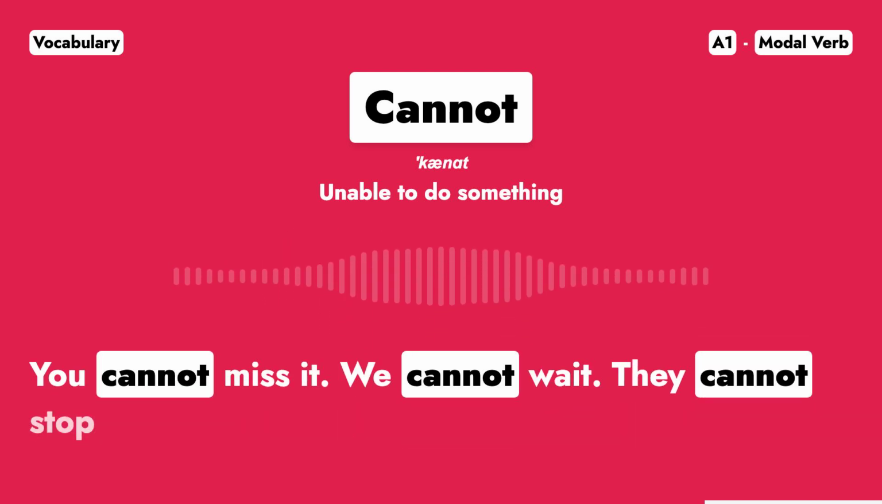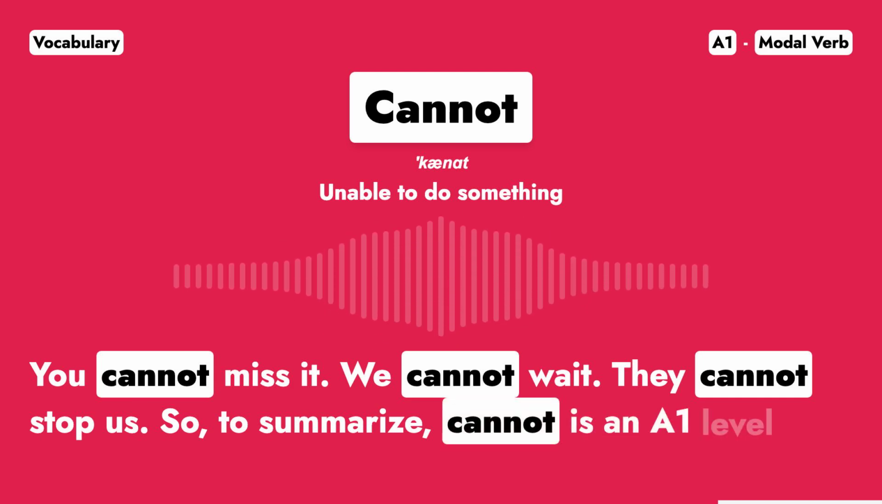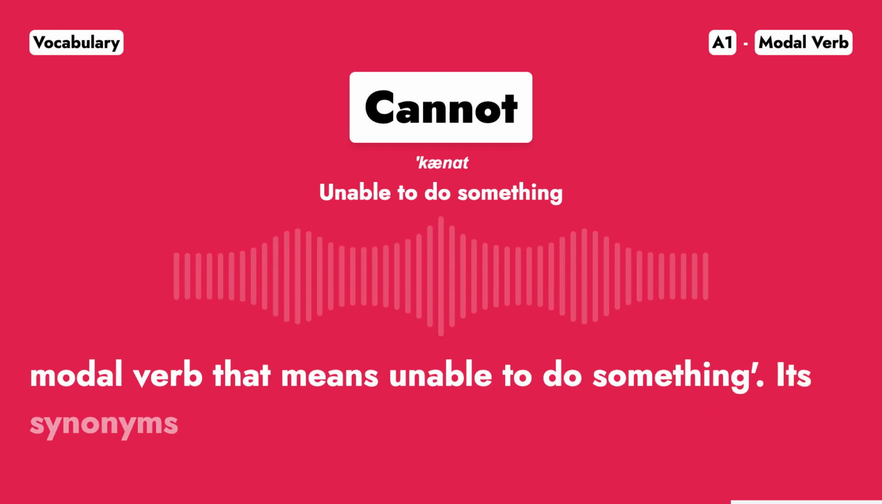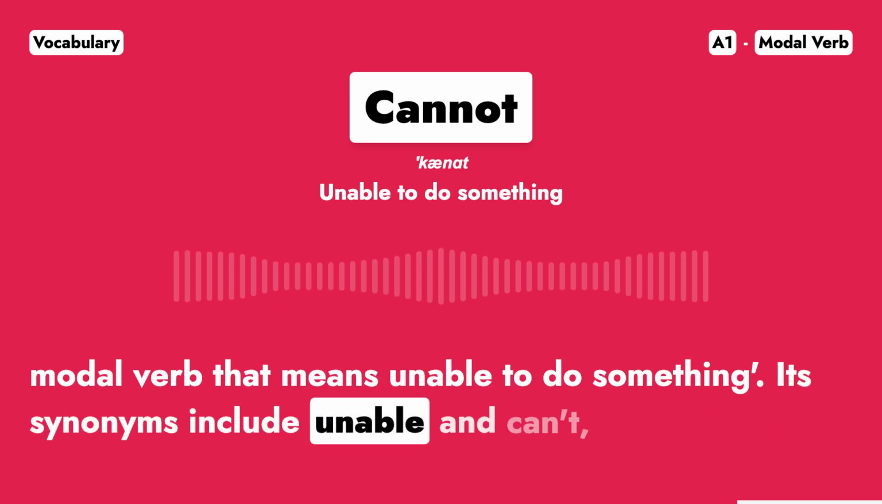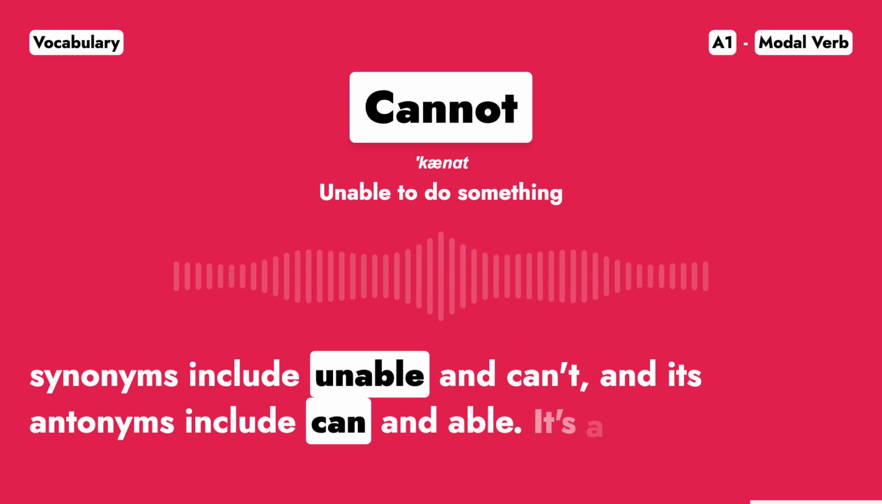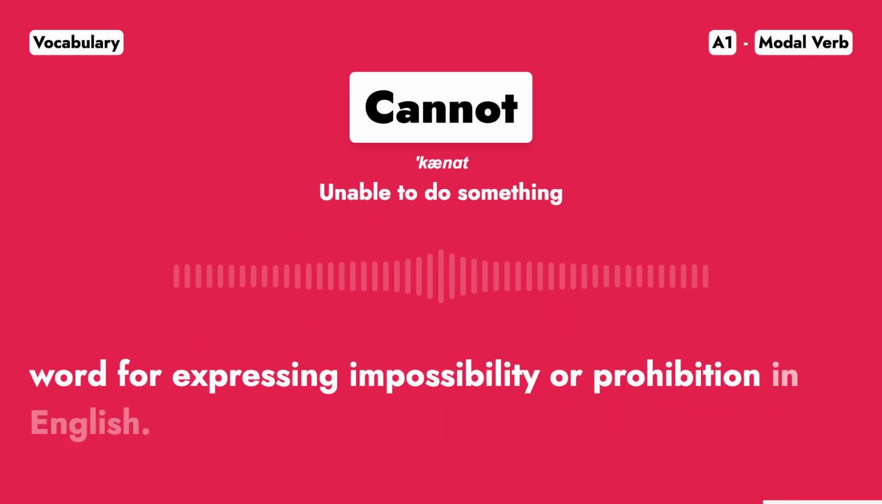They cannot stop us. So, to summarize, cannot is an A1 level modal verb that means unable to do something. Its synonyms include unable and can't, and its antonyms include can and able. It's a fundamental word for expressing impossibility or prohibition in English.